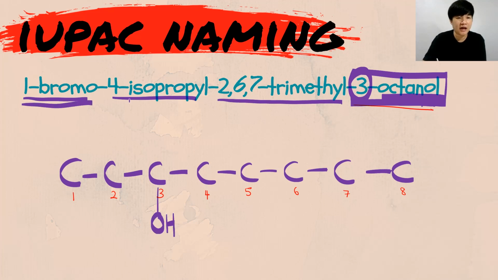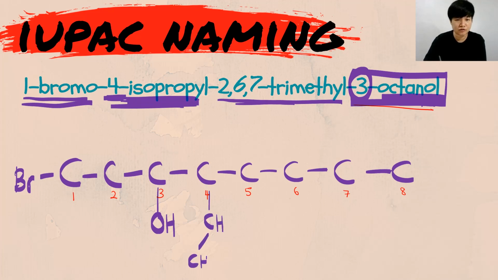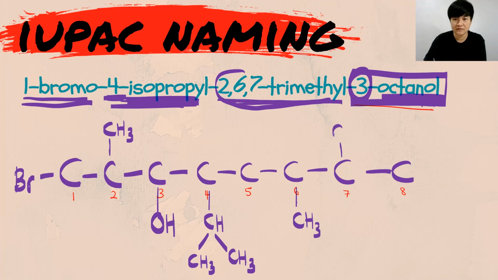Put down each and every one of your substituents. You have your 1-bromo, so carbon number 1 holding a Br. Carbon number 4 will be holding the isopropyl, CH, CH3, CH3. That is your isopropyl. And then you have your 2,6,7-trimethyl. So 2, 6, 7, trimethyl. And are you done?